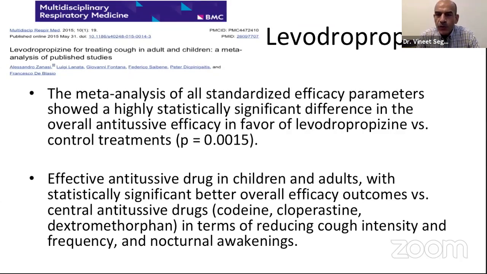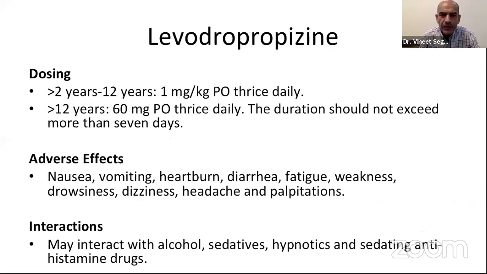The proponents of these two antitussive agents have their own take on it. Levodropropizine has been studied and used more in Italy and thereabouts, and most of the meta-analyses and studies are from there. But now it is accepted as an effective antitussive agent. It is said to be more effective than the centrally acting antitussive agents such as codeine, cloperastine, and dextromethorphan, both in terms of reducing cough intensity and frequency and nocturnal awakenings. It is available to us, though there are side effects of nausea, vomiting, heartburn, etc., and it might interact with other sedatives. A little bit of sedation is reported with this also, even though it's a peripherally acting drug.